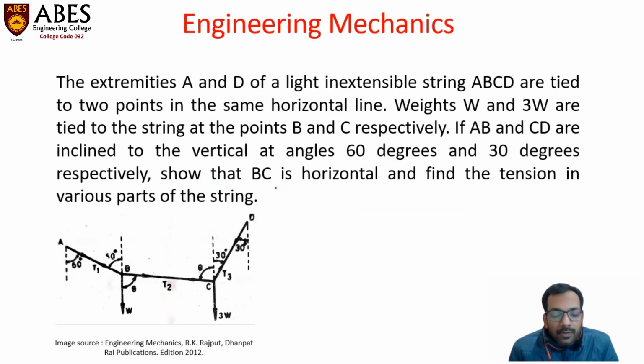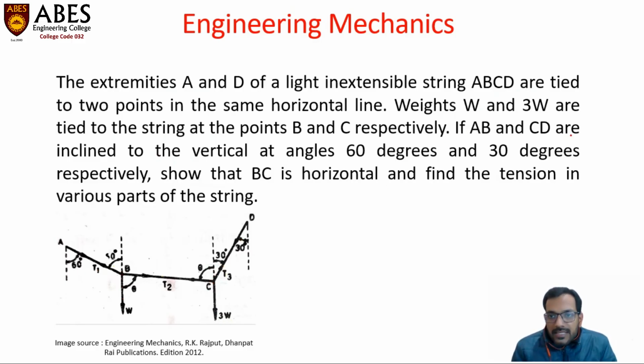So students, this is the second problem based on the same topic, a system of inextensible string system. Two extremities A and D, this end is A and this end is D, of a light inextensible string ABCD. A and D are tied to 2 points in the same horizontal line. So these are the 2 points B and C. Weights W and 3W are tied to the string at the points B and C respectively. So at junction B, the weight which is being hanged is W and the weight at the junction C is 3W.